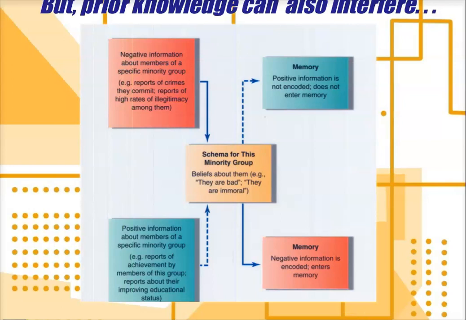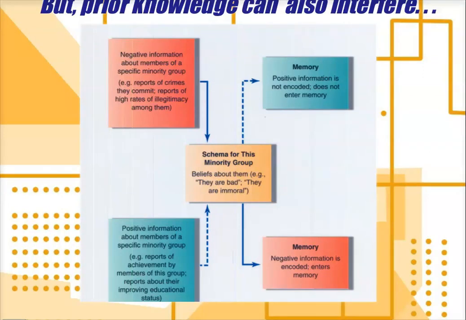We did mention, however, that prior knowledge can also interfere with learning. And I can see that we're cutting off the tops of the letters here. I'm sorry. This is what happens when you have prejudice or stereotyping going on. People, for example, might have a schema about a particular minority group. They have a certain set of beliefs about them, that they're bad, they're immoral, they're lazy, whatever.